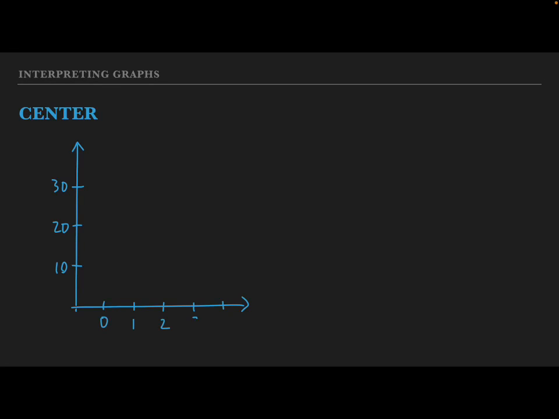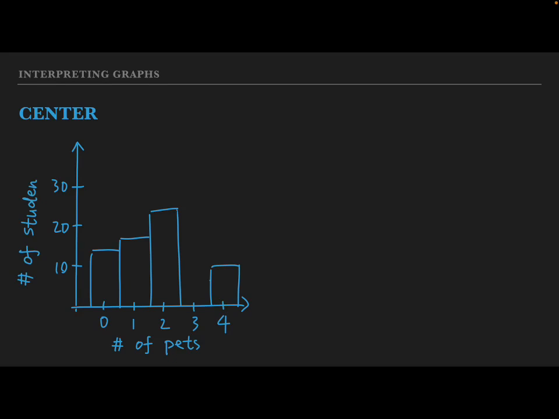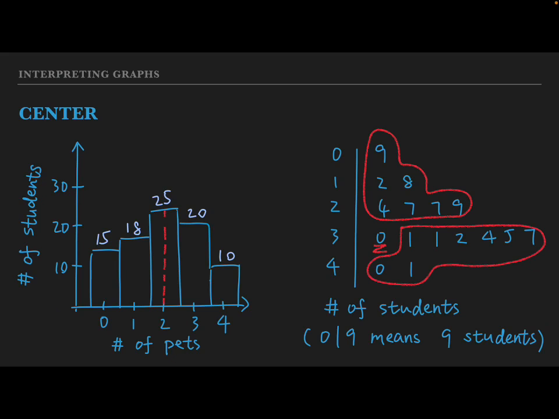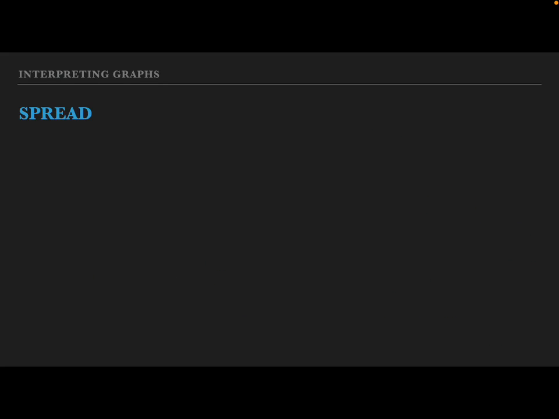Here are two examples. On this histogram, the center is 2 paths, because see how it splits the data into two parts that are roughly equal in size? In the case of a stem plot over here, the center is here, 30 students. You can see that the number of data in front of this value is equal to the number of data after this value.